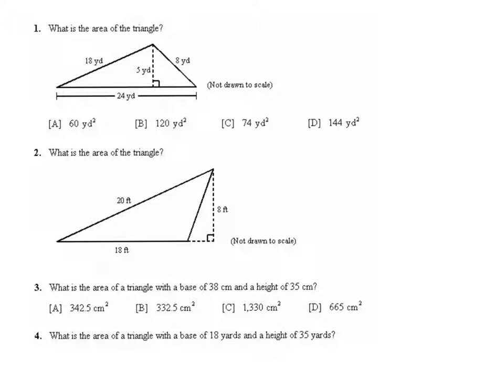In this video, I'm going to show some examples of finding the area of a triangle. To find the area of a triangle, you're going to use the formula: the area of a triangle equals the base times the height divided by 2, or you can think of that as half times the base times the height. And the reason for this formula is that any triangle I can trace.